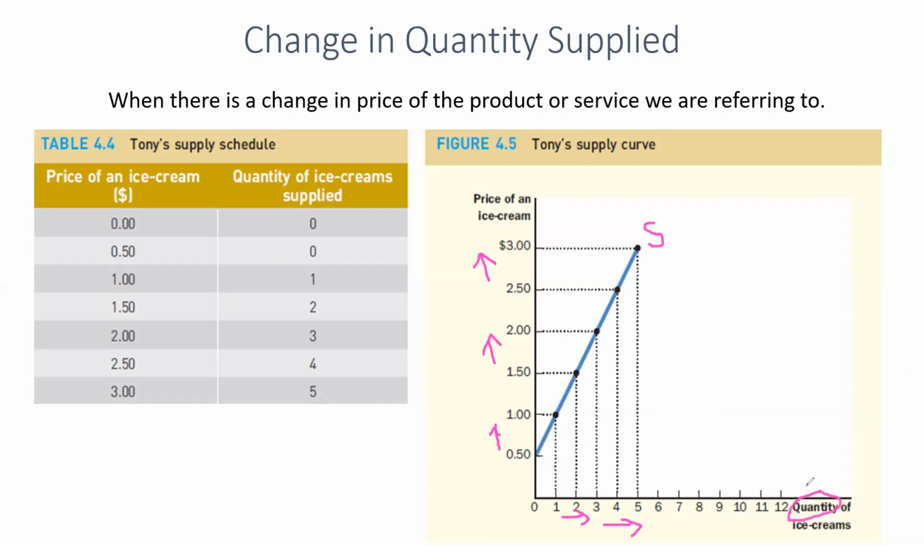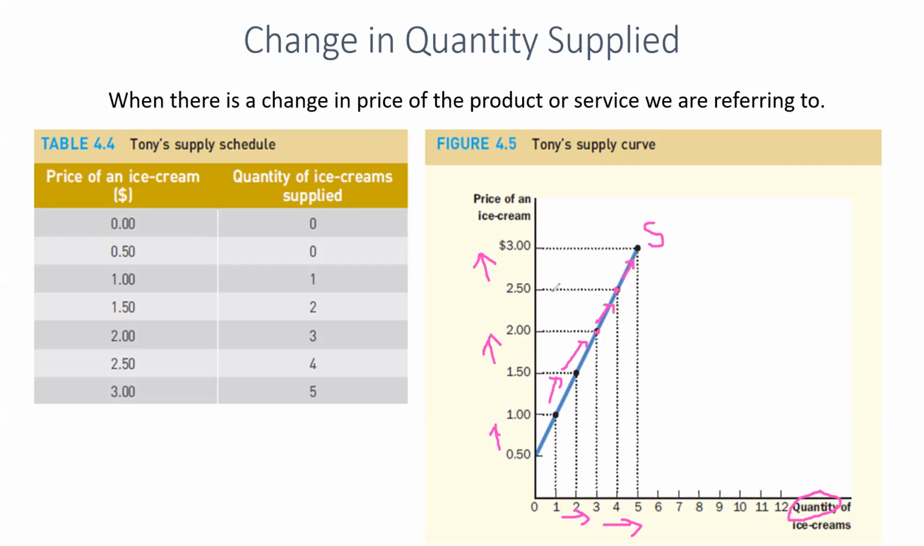Remember, it is the quantity that we're talking about. Please don't say the supply increases, just say the quantity supplied increases. So when prices increase, quantity supplied also increases. This is also shown by a movement along the curve from one point to another point. This is a movement along the curve, okay?